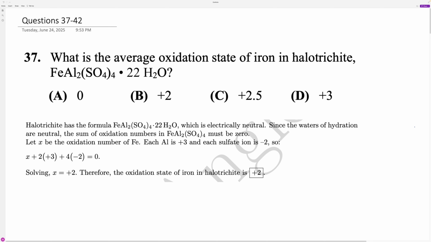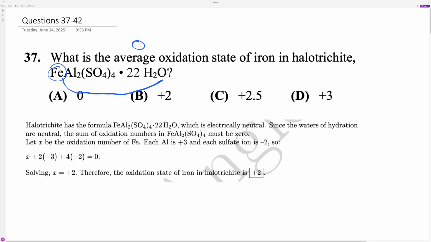This question is asking what the average oxidation state of iron in halotrichite is, and that's going to be our Fe over here. So there's a couple of key things to note for oxidation states. Overall, uncharged molecules are going to have an oxidation state of 0, since oxidation state is kind of bookkeeping electrons, and since we have a neutral molecule, the overall thing is going to have an oxidation state of 0, and we can break it down further from here.